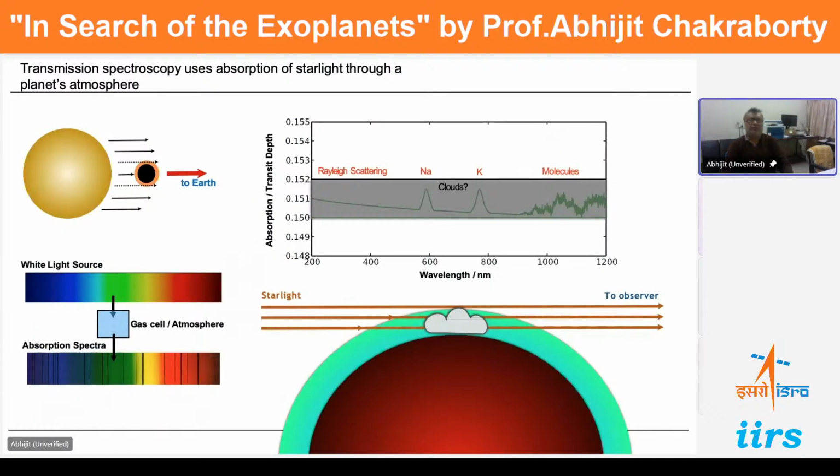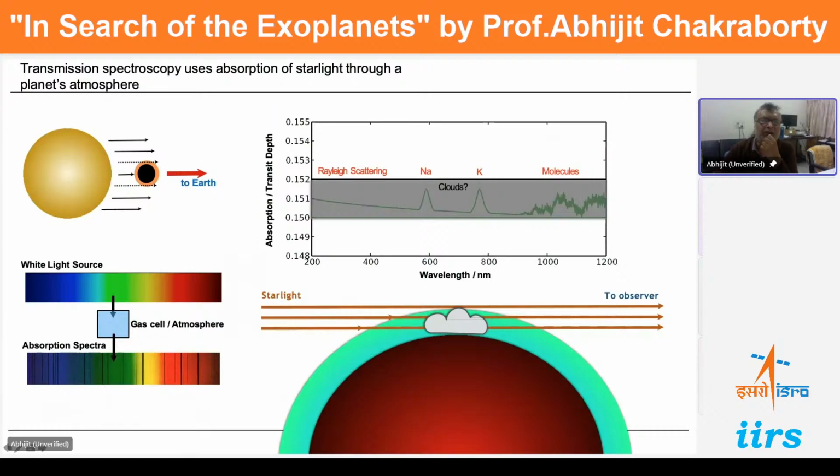Okay, now I'll talk about transmission spectroscopy, using absorption of starlight through a planet's atmosphere. So far I have talked about the planet mass, radius, and density. Now we also want to find out if there is an atmosphere around the planet, and what chemical elements may be present in the atmosphere.